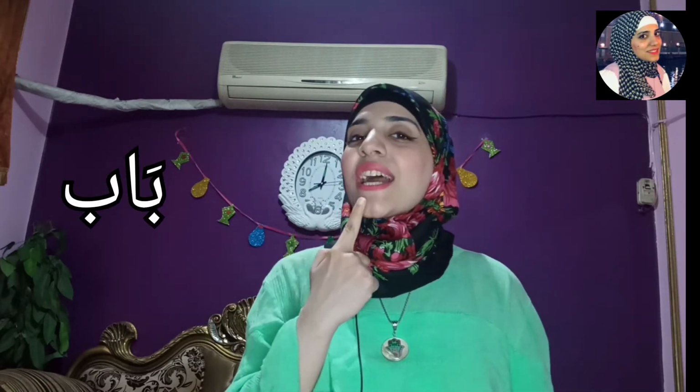We now have three long vowels with our Ba, for example, like Bab. You can notice the pronunciation of this: I am opening my mouth with a long space. Bab.